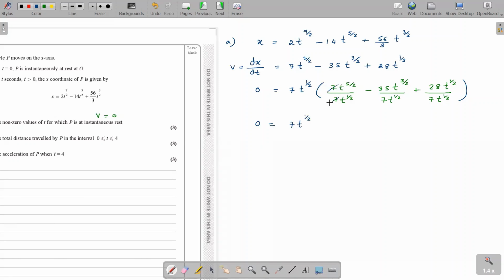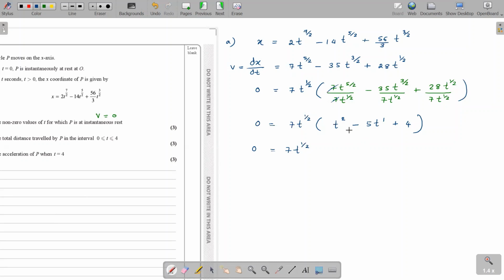So what do we get here? The 7 and 7 cancel. t to the power 5 over 2 divided by t to the power half: powers subtract. 5 over 2 minus 1 over 2 is 4 over 2, which is t squared. Minus 35 divided by 7 is 5, t to the power 3 over 2 divided by t to the power half. Subtracting powers, 3 over 2 minus 1 over 2 is 2 over 2, which is 1, so 5t to the power 1. Plus 28 divided by 7 is 4, and t to the power half cancels. So I get here 0 equals 7t to the power half.